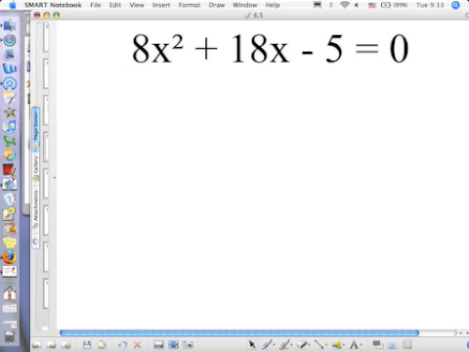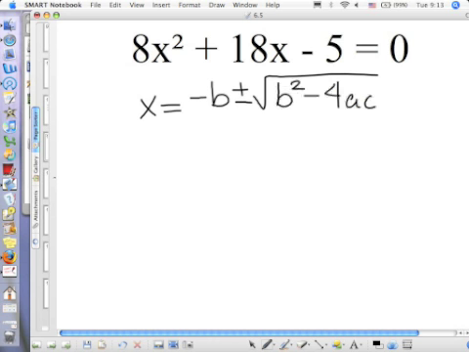8 is A. The coefficient of x squared is A. What is B? Tyler? 18. And Blake, what is C? -5. For the first 3, at least, I want you to write out the quadratic formula. X equals -b plus or minus the square root of b squared minus 4ac all over 2a.